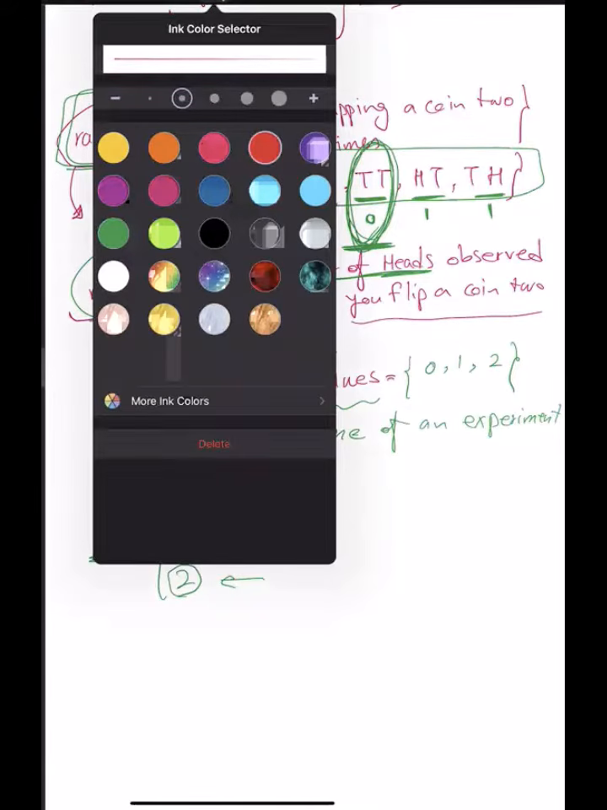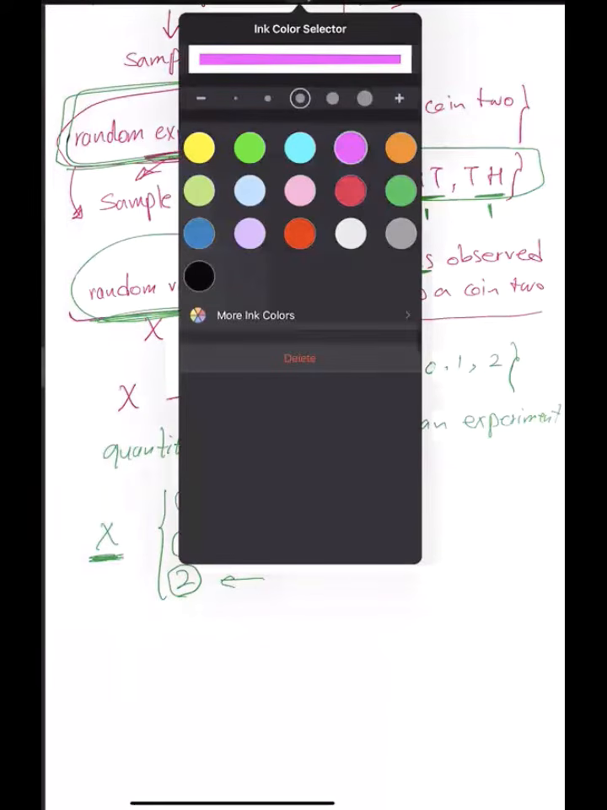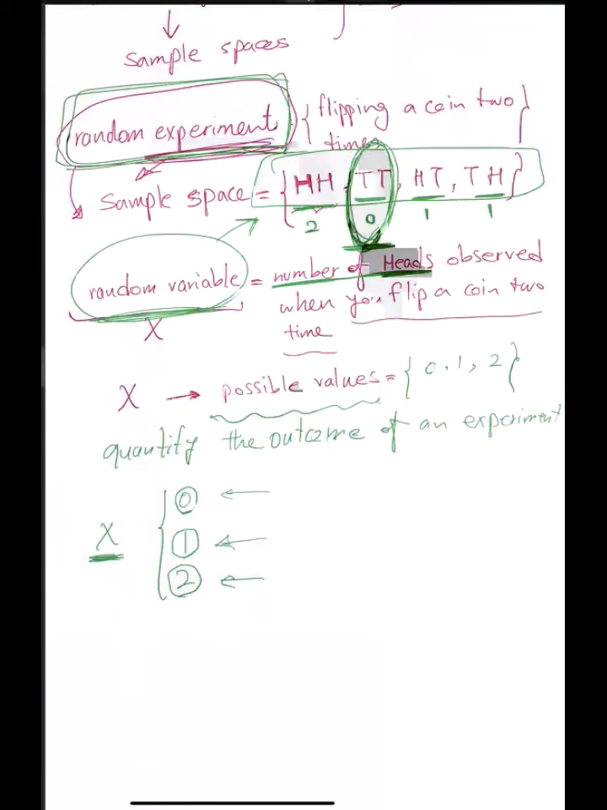Or let me ask you this question. When I flip a coin 2 times, can I say all these outcomes have the same chance of happening? Any one of them can happen. It's not that one of them has a higher chance than the other one. Is that correct? No. Why not?